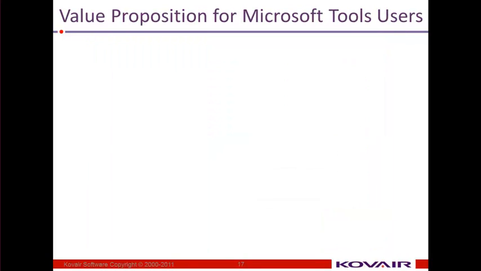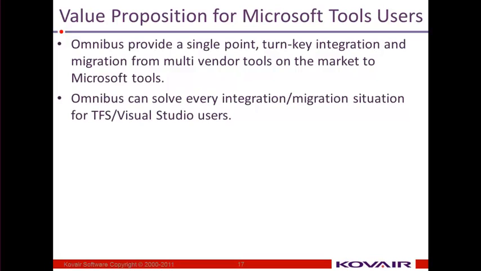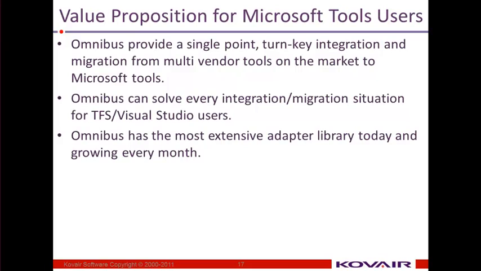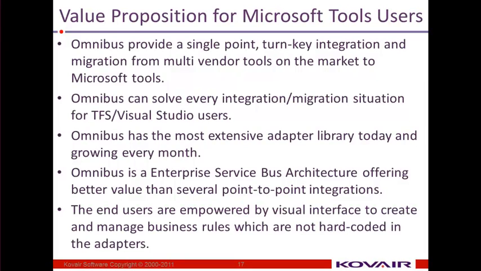So what is the value proposition for the Microsoft tools users? First of all, Omnibus is a single-point turnkey integration for multi-vendor tools, as we have shown today. And it can solve for every integration and migration situation you may be facing today. We have the most extensive adapter library today. There is no other technology in the market which has so many adapters and the enterprise service bus. As we mentioned, it is an enterprise service bus, so it is much superior to a point-to-point integration available from other vendors. And finally, we empower the end users to use the visual interface to create and manage all the business rules.